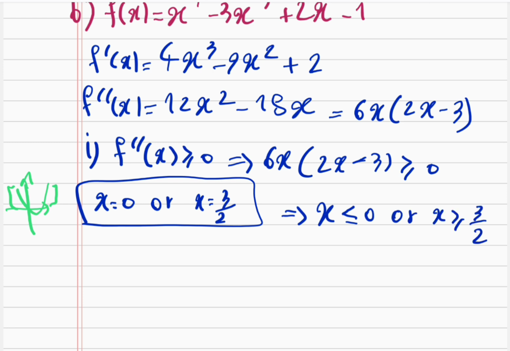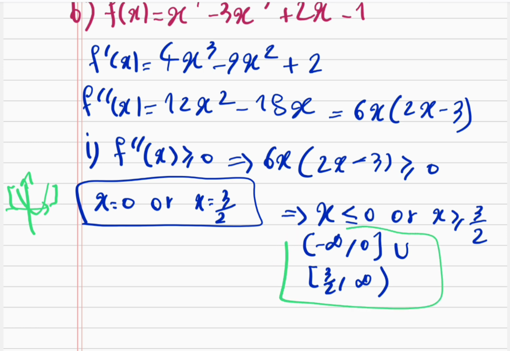And as intervals, we can also write them as minus infinity to 0 and 3 over 2 to plus infinity. Here saying 'and' is not very correct. We can just use the union to say that we are including all of the intervals. So this is just set notation. Okay, so this is the solution.